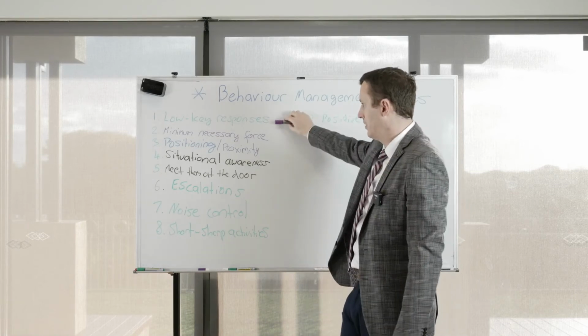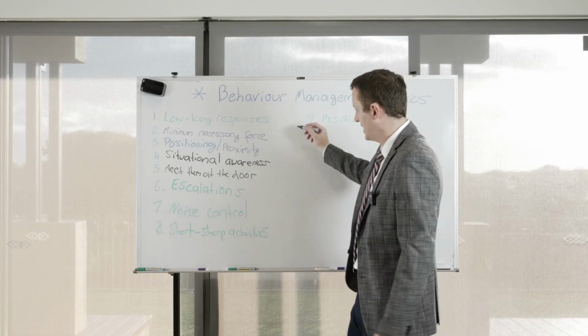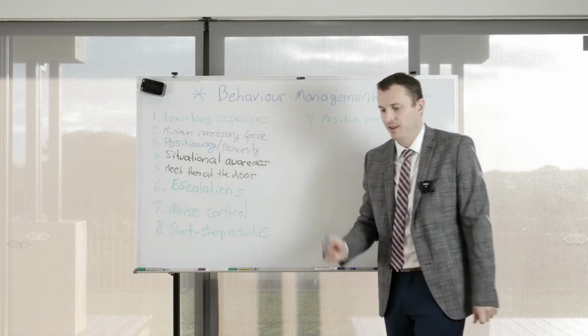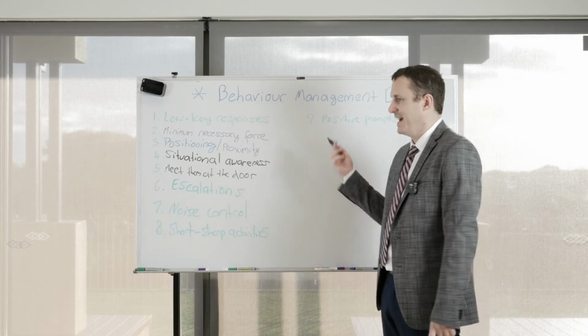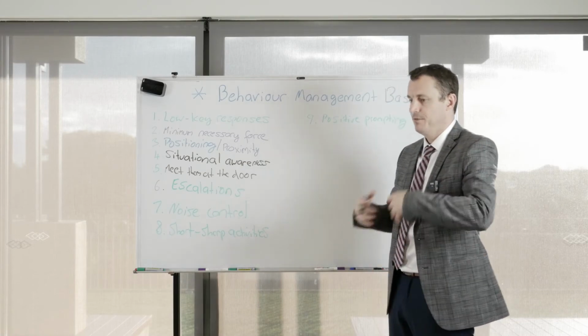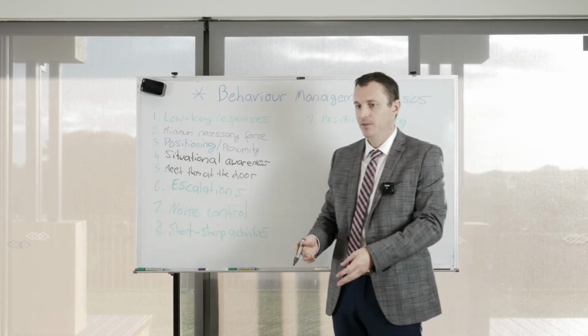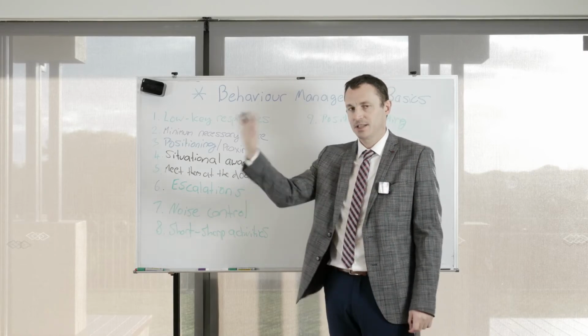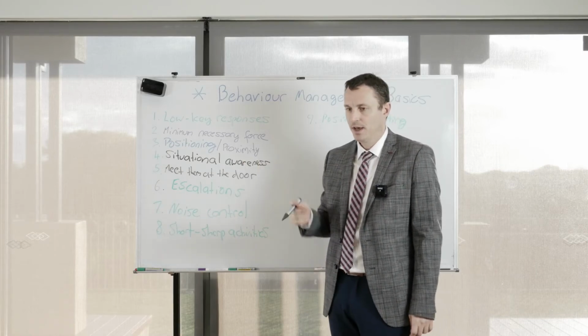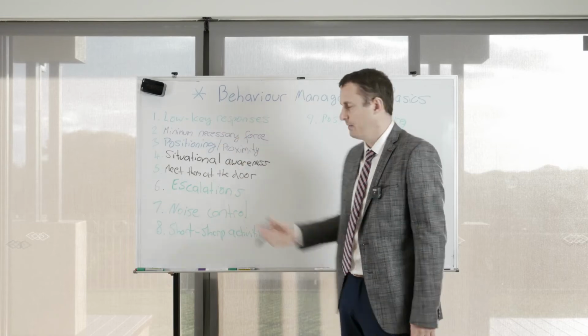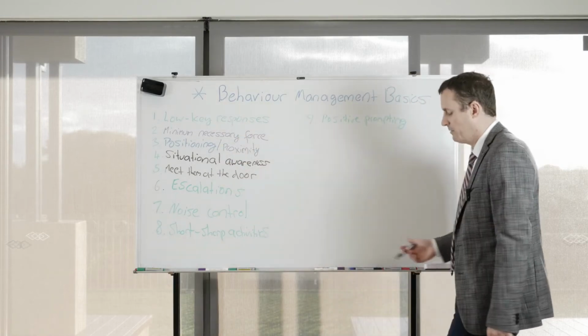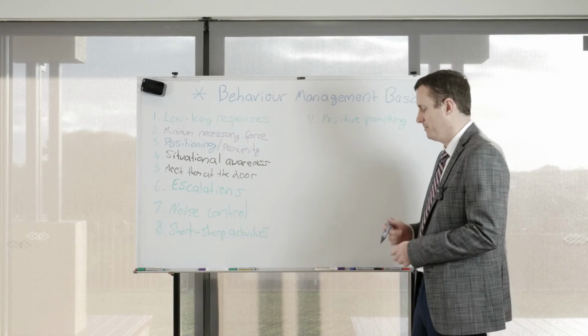So you want your low-key responses. If escalations, or the way in which you deal with behaviour, have say 10 different levels, you want to stay at the lowest level possible. Because if you start at level 5, then the only way you can escalate is by going to level 6 or 7. But if you start at level 1 or 2, then you can easily escalate to level 3 and 4 relatively easily without too many problems.